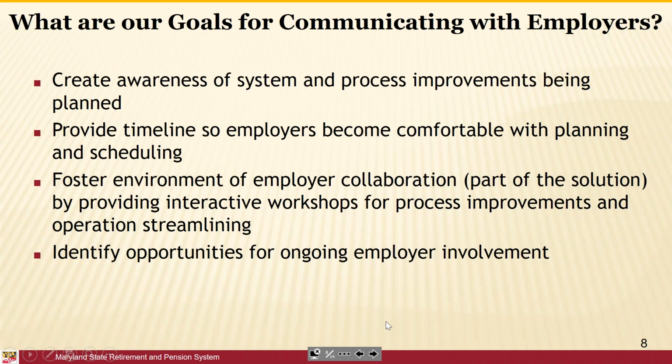So we'll be providing interactive workshops to discuss our process improvements and our streamlining of our processes. We want to identify opportunities for ongoing employer involvement. So as we go through this project and even in the future, how we can better serve you as a customer and how we can involve you more in the decision making and understand what problems you may have and how we can assist you in resolving those issues.